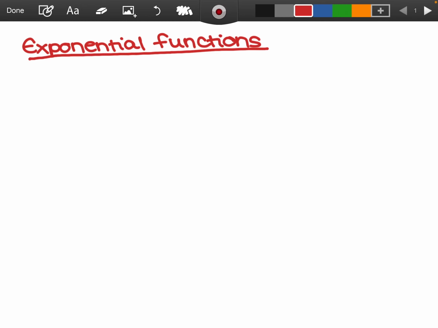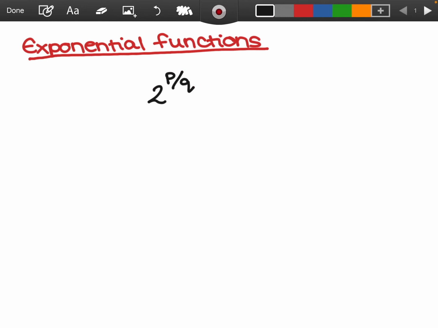After that, in the next video, we will look more at actually drawing them more accurately, and if you're given a particular exponential function, can we find the asymptotes, etc. But we will look at that in our next video. But to start with, what is an exponential function?